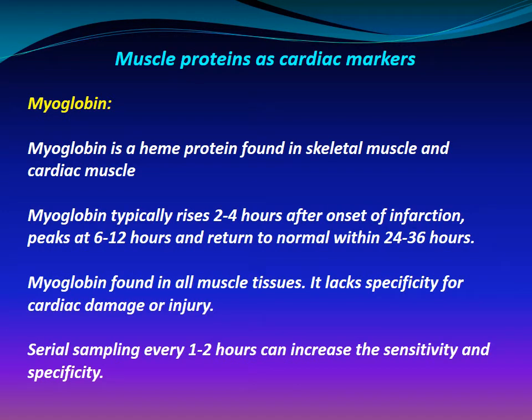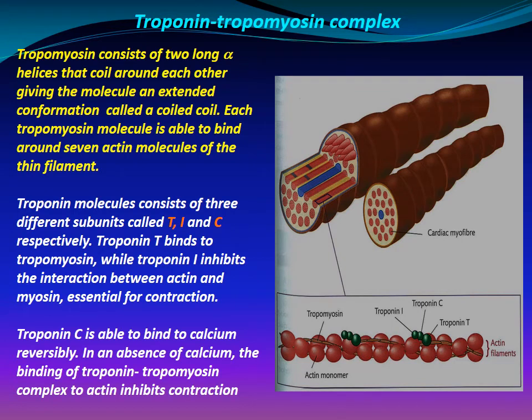Muscle proteins as cardiac markers. Myoglobin. Myoglobin is a heme protein found in skeletal muscle and cardiac muscle. Myoglobin typically rises 2 to 4 hours after onset of infarction, peaks at 6 to 12 hours, and returns to normal within 24 to 36 hours. Myoglobin is found in all muscle tissues. It lacks specificity for cardiac damage or injury. Serial sampling every 1 to 2 hours can increase the sensitivity and specificity.